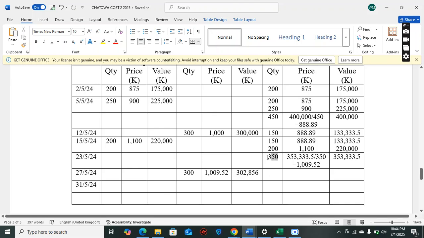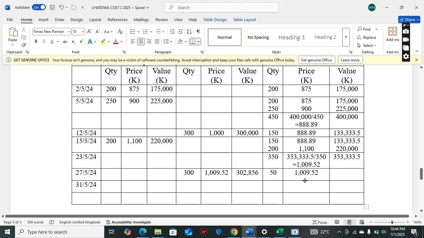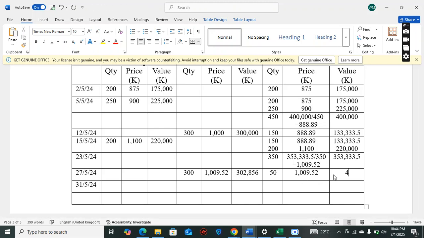Okay, so we had 350 solar panels. We sold 300, so we've remained with 50 solar panels valued at 1009.52 times 50. We get 50,476. Any questions?